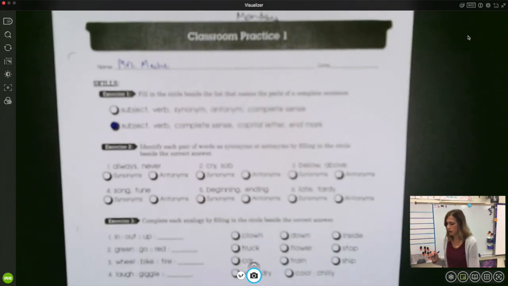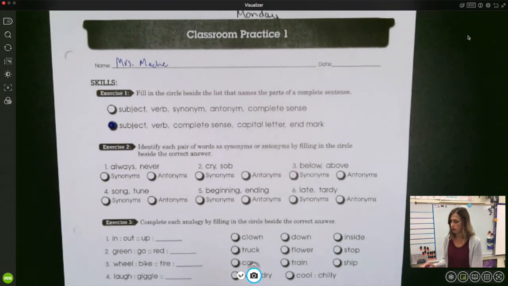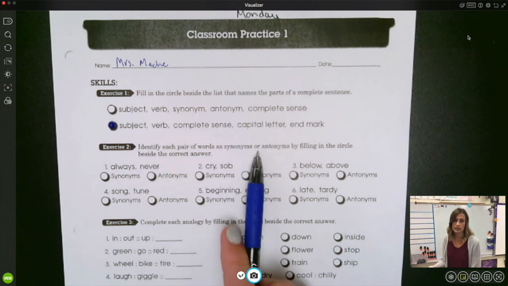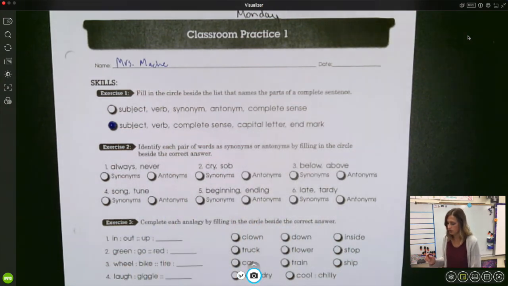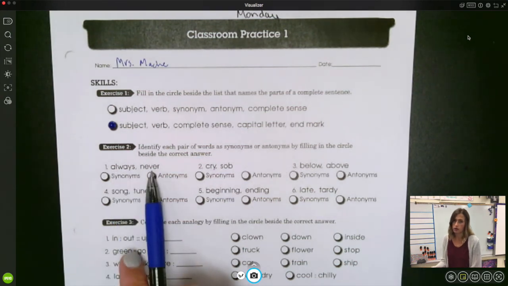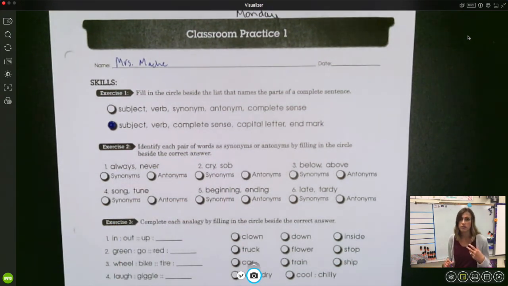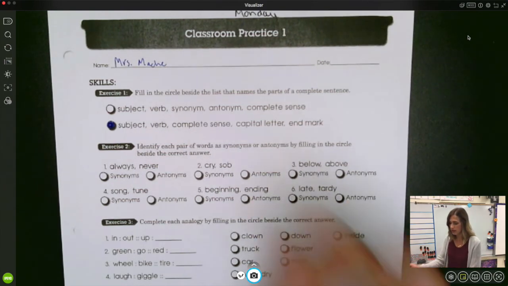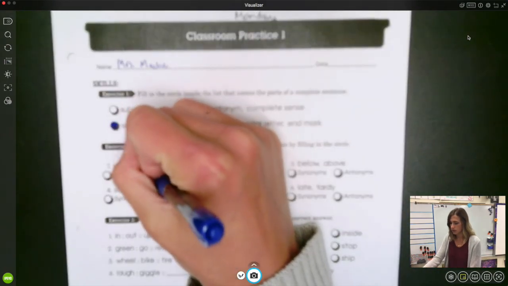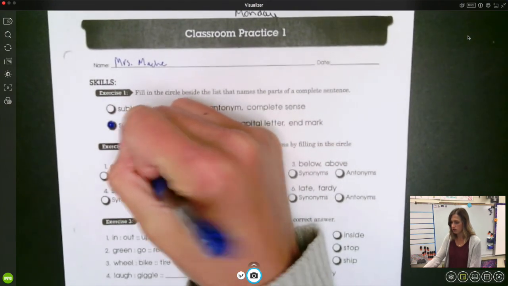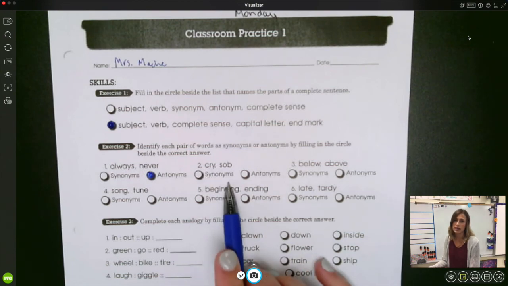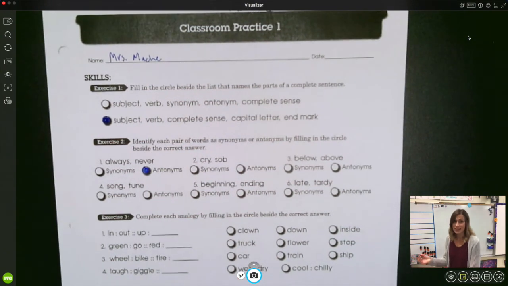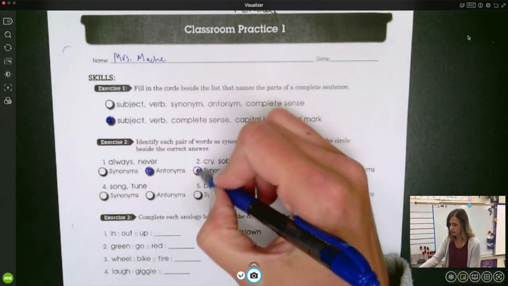Excellent. Next one says identify each pair of words as synonyms or antonyms by filling in the circle beside the correct answer. So, always and never. Remember a trick. Can something be always and never at the same time? No, so those would be antonyms. Let's use that same tip for number 2. Cry and sob. Can you cry and sob at the same time? Yes, so those would be synonyms.